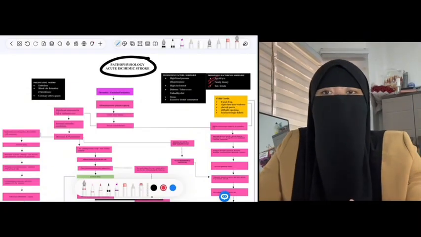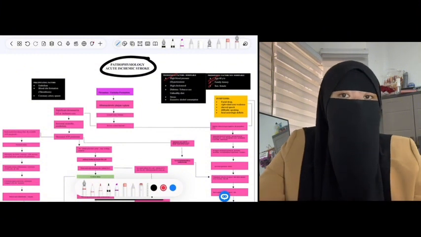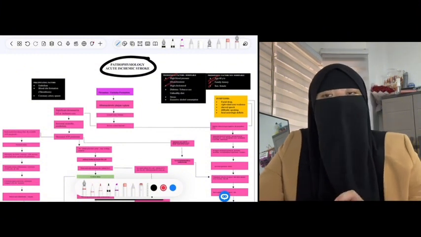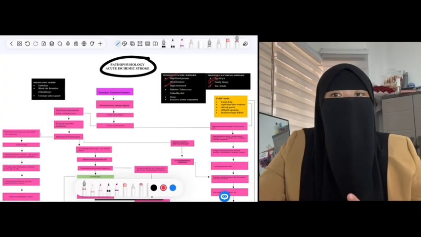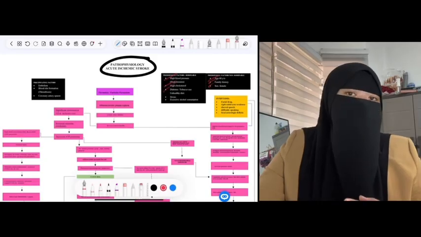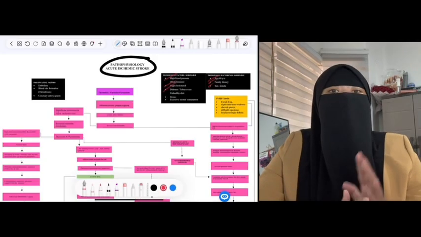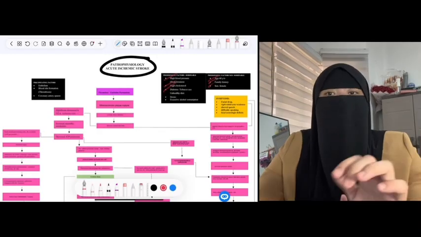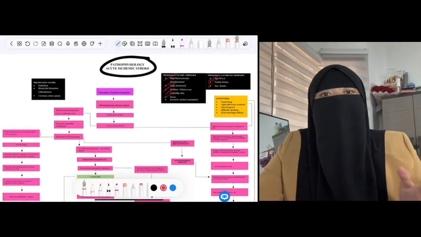For the modifiable risks, we have hypertension, which damages the blood vessels and promotes clot formation. High cholesterol leads to plaque buildup and arterial narrowing. Diabetes mellitus causes vascular damage and increased clot risk, and smoking promotes vasoconstriction, endothelial damage, and platelet aggregation. Obesity is linked to hypertension, diabetes, and dyslipidemia.